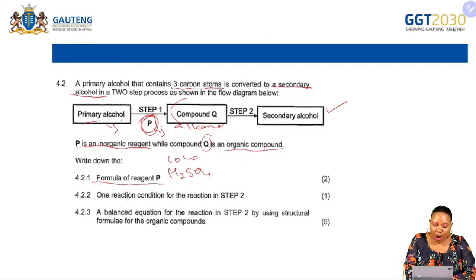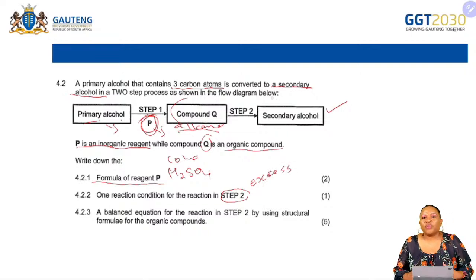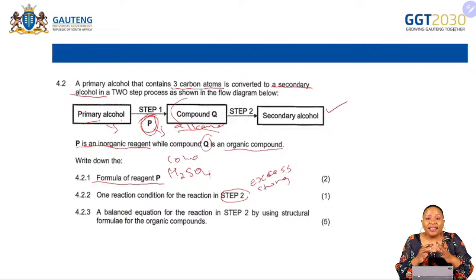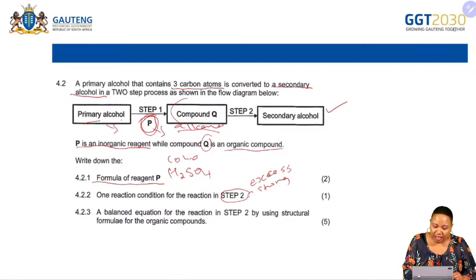And then one reaction condition for step 2. Step 2, remember, is when an alkene changes and becomes a secondary alcohol. So what will you need? For step 2, you will need excess water here, because this is going to be a hydration reaction. So excess water is needed. Sometimes you will also need a strong acid like sulfuric acid in this reaction. But definitely it must not be concentrated. It must be diluted in this regard.